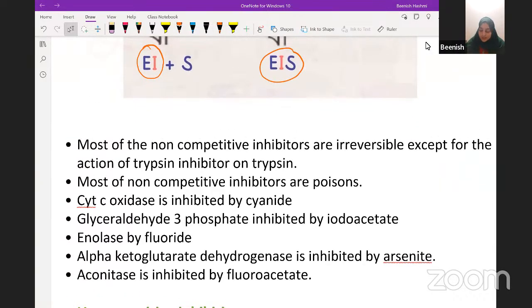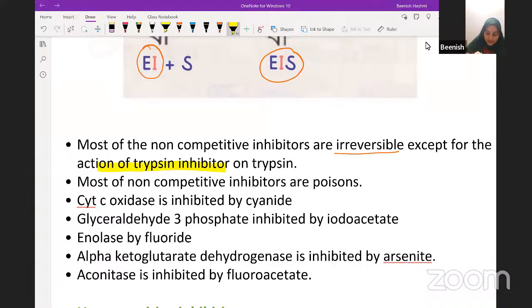Now, most of the non-competitive inhibitors are irreversible. This is again in contrast to competitive inhibition. So you have to compare the two. Keep listing down the differences in your mind. Firstly, non-competitive inhibitors are not structural analogs. They bind to different sites, unlike the competitive inhibitors. Then secondly, in competitive inhibition the inhibition can be reversed, but non-competitive inhibitors are irreversible, except for the action of trypsin inhibitor on trypsin.